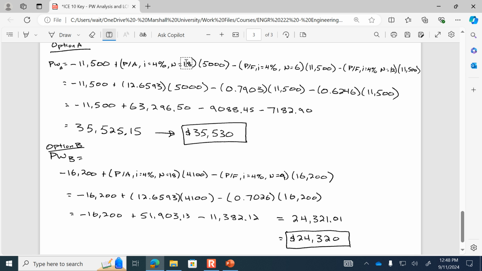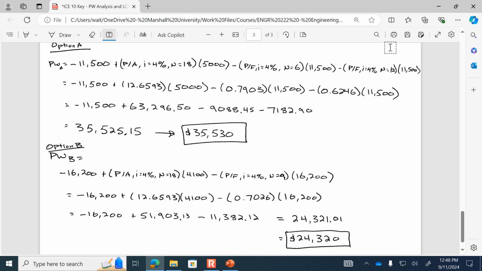So you'll see this first row is just kind of like the solution strategy, where then below it we start looking up the factor values for each of the P/A or P/F. Then below that is the result of the calculations, and finally the resulting value.